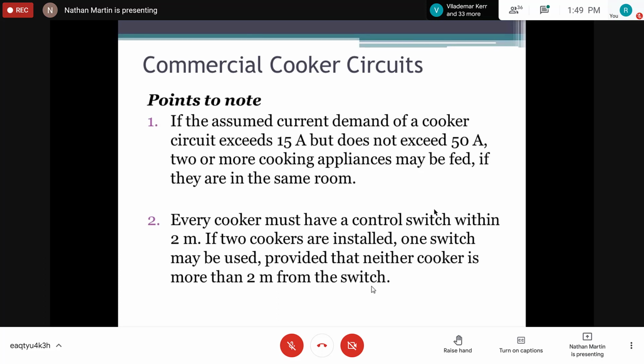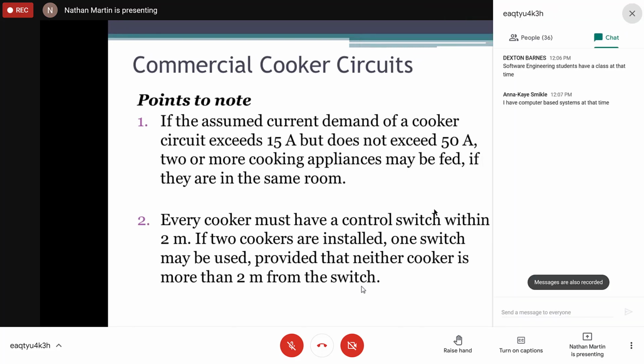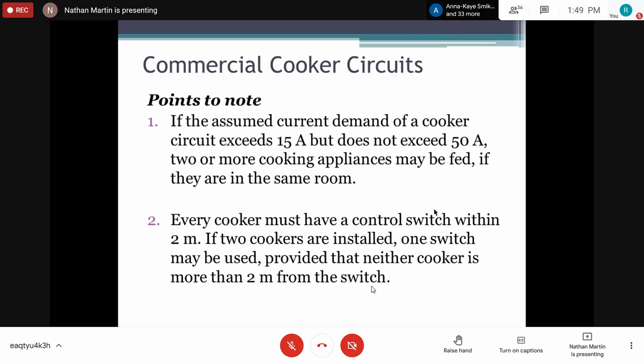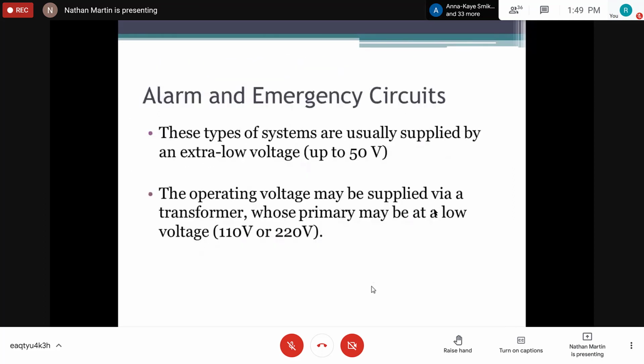If 2 cookers are installed, one switch may be used, provided that neither cooker is more than 2 meters from the switch, right? So it means that none of the cookers must be more than 6 feet from the switch. Very important.